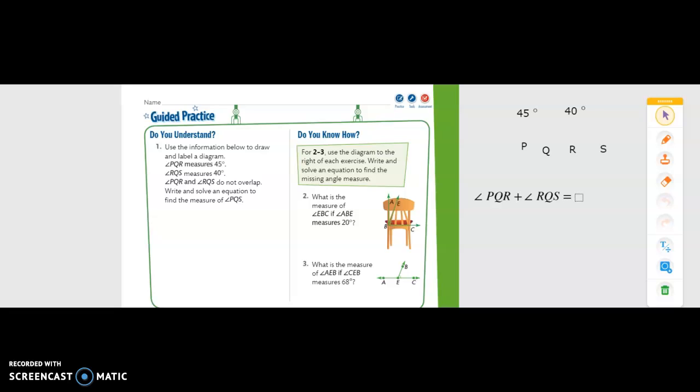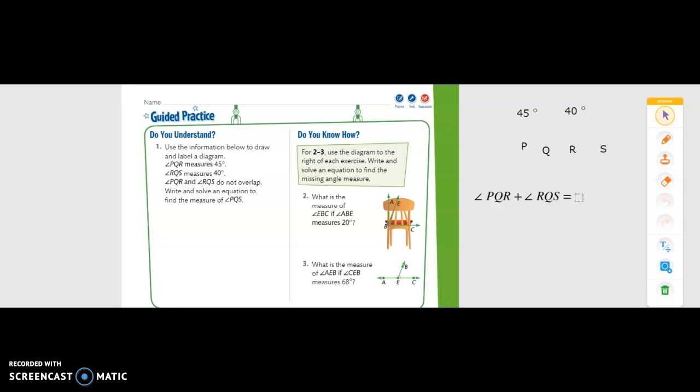Okay, math friends, here's some more practice. Use the information below to draw and label a diagram. Angle PQR measures 45 degrees. Angle RQS measures 40 degrees. Angle PQR and angle RQS do not overlap. Write and solve an equation to find the measure of angle PQS.